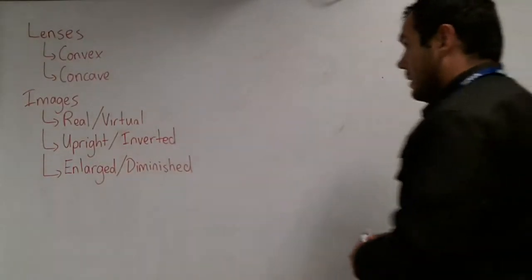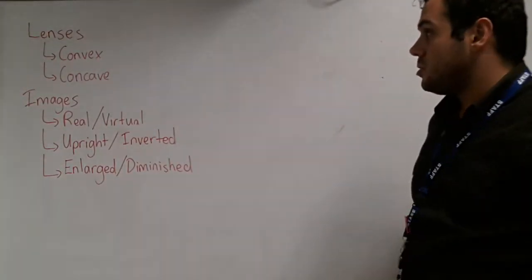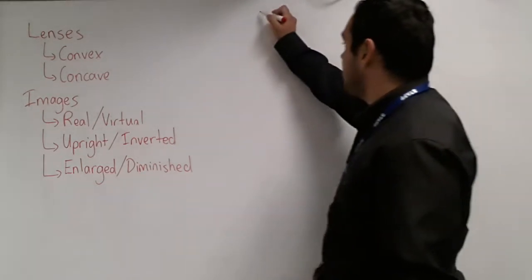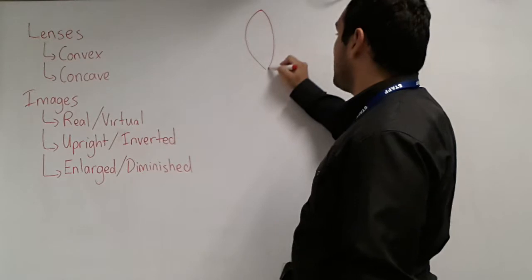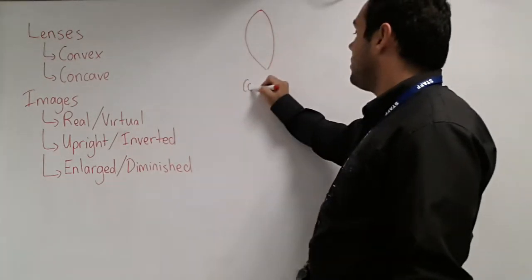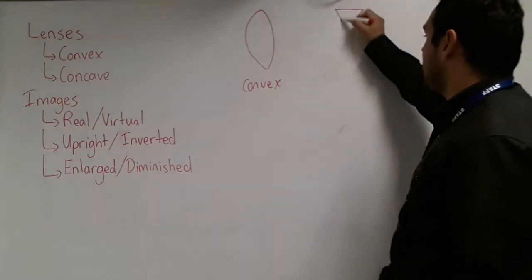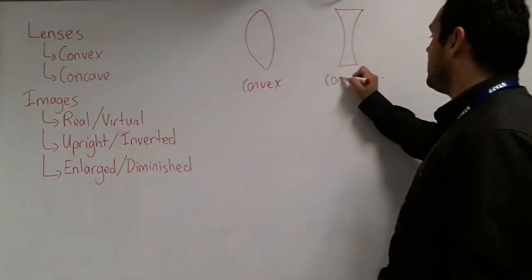Okay, so today's topic is about lenses. You've got two types of lenses: convex and concave. Convex lenses are the ones that are thin on the outside and thick in the middle. These are your convex lenses. Concave is thick on the outside and thin in the middle, like this.